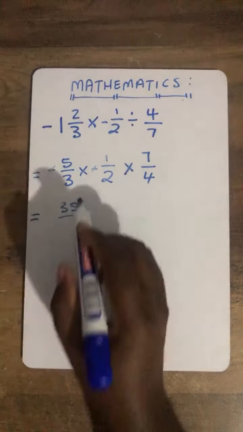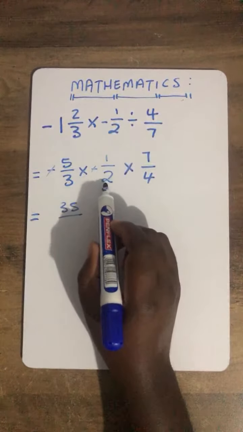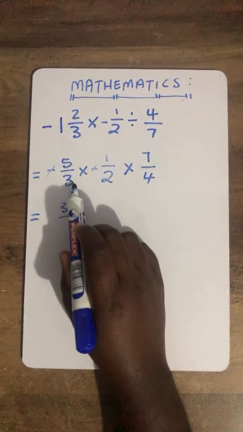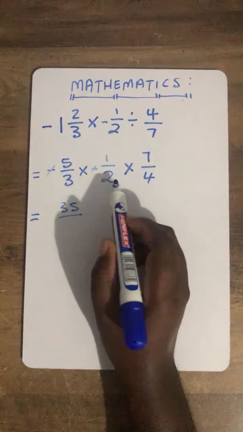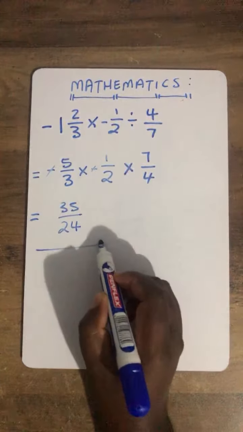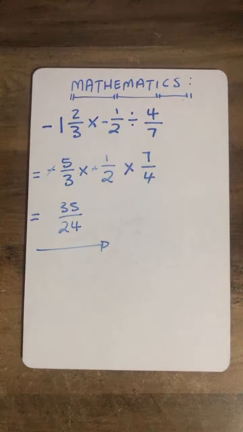What about, let us say, 4 times 3, we know it is 12. 12 times 2 is 24. Yes.